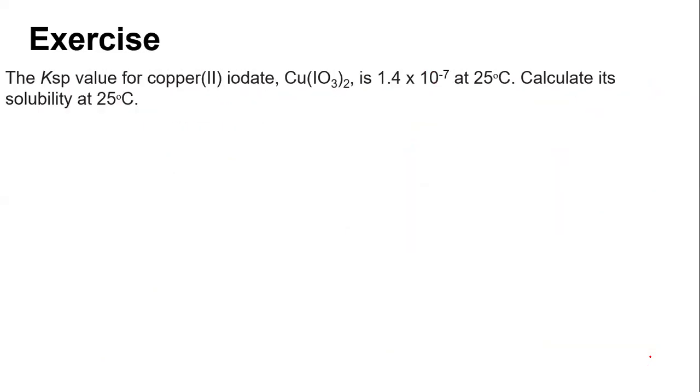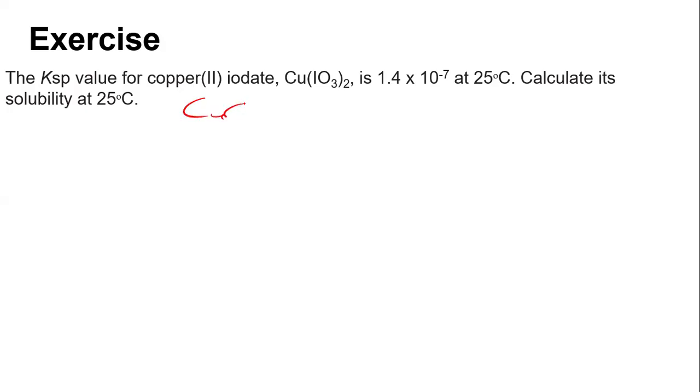Very simple. Now we have another question to consider, another very simple question. We are given the KSP, the Ksp value of copper 2 iodate, which is 1.4 times 10 raised to the power negative 7 at 25. Now we have to find the solubility. Very simple question, we can do it without thinking.